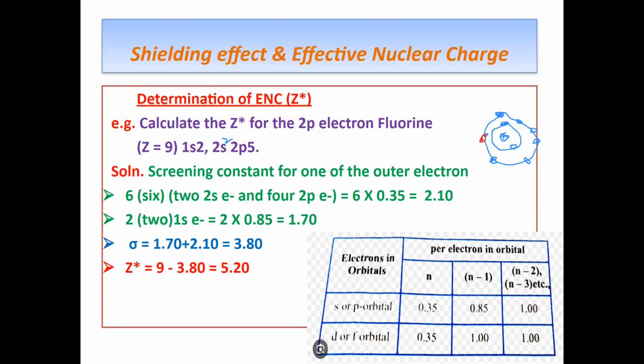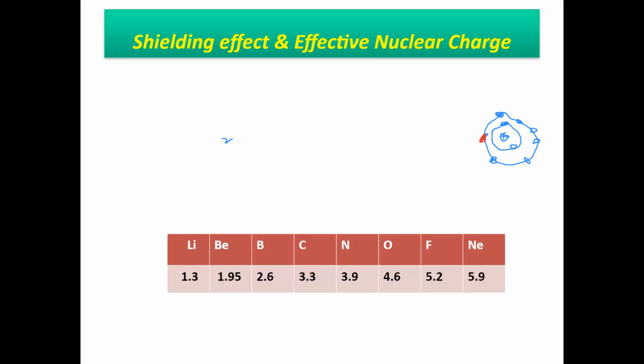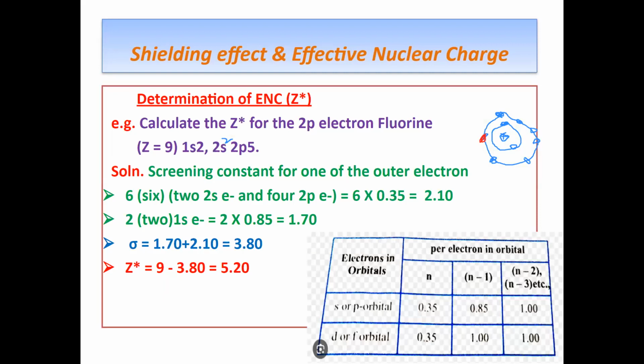So once again, for this particular electron, the nuclear charge is originally 9, but it is reduced due to repulsions of the inner electrons, and the same with the other electrons due to electron repulsion. That reduced value is 3.80, the screening constant. So finally, the effective nuclear charge is 5.20. Understand? Yes.